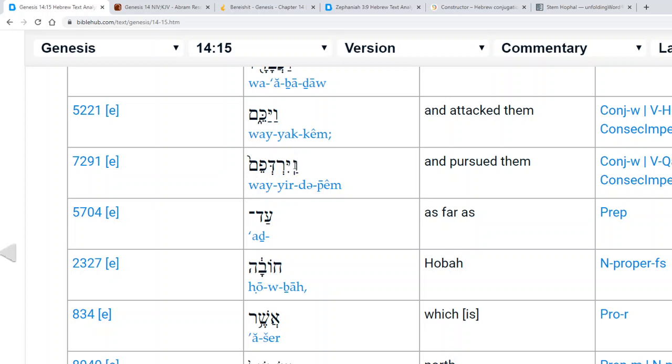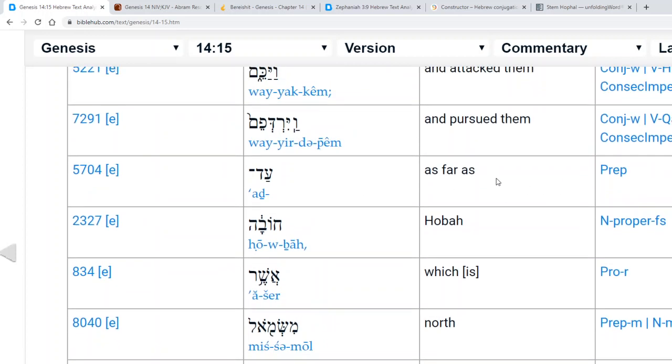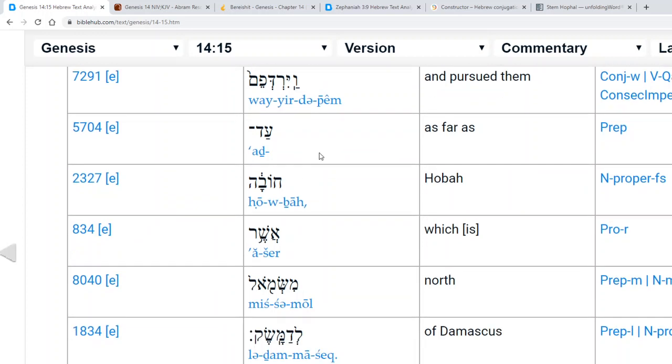Okay, vayardefem, yirdefem. So conjunctive vav again, and the root again is resh dalet peh, which we just spoke about, to pursue someone. Vayardefem is he pursued them, right? Similarly to vayakem, and it is in the singular, right? It's in the imperfect and gets flipped. Ad means until, right? The preposition.